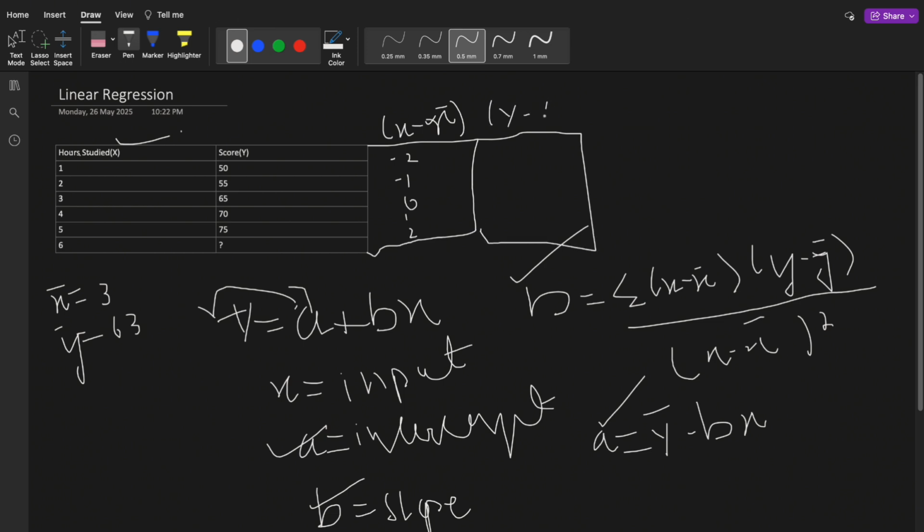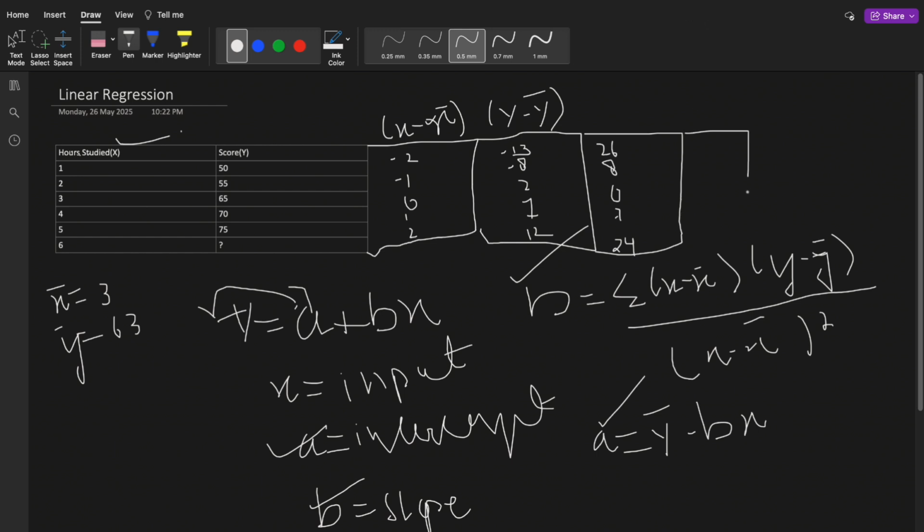Same goes for y minus y mean. So if you subtract 63 from 50, it will be minus 13. Same goes minus 8, then 2, 7, and then it will be 12. So now you will multiply both these values, so it will be 26, 8, 0, 7, and 24.